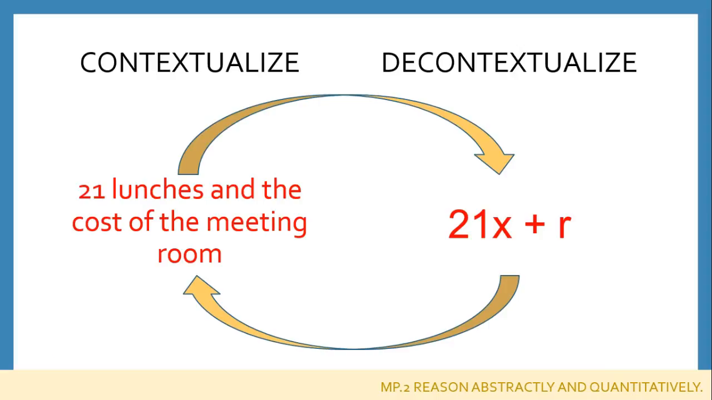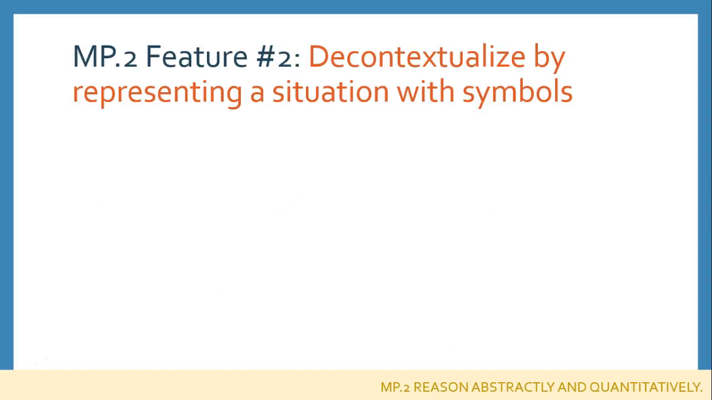When asked to contextualize, we are asking learners to see the quantities within the context and implied constraints of the given situation. You'll see with the following examples that mathematical thinkers are able to decontextualize and contextualize as needed during the problem-solving process. Now let's continue to the second feature.